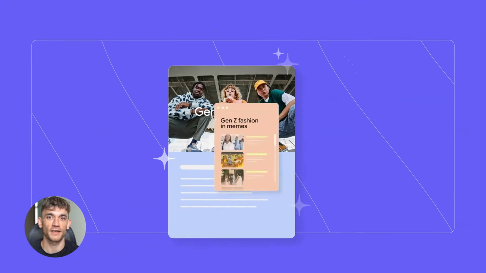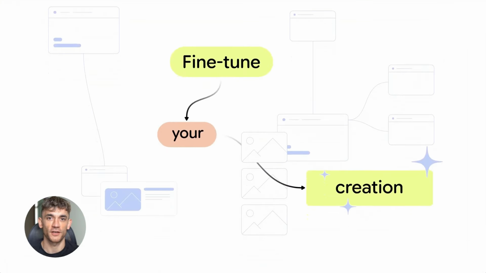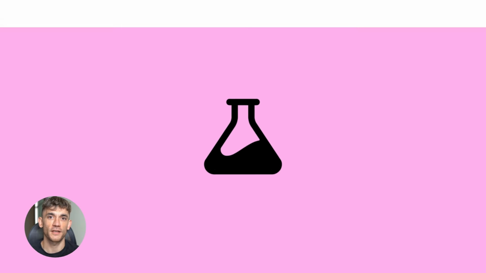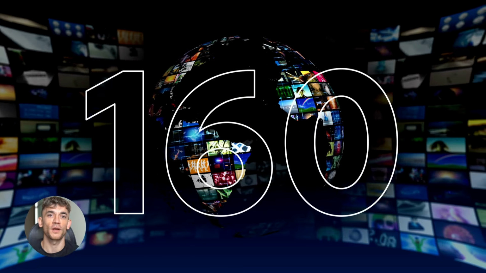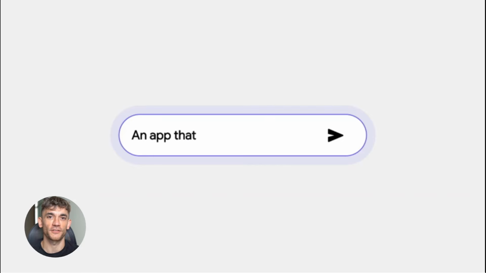I'm going to show you real examples, walk you through live demos, and give you the exact use cases you can start using today. Google Labs just announced they're expanding Opal to over 160 countries worldwide. Before this, it was only available in 15 countries. Now it's everywhere. And here's why this is huge.